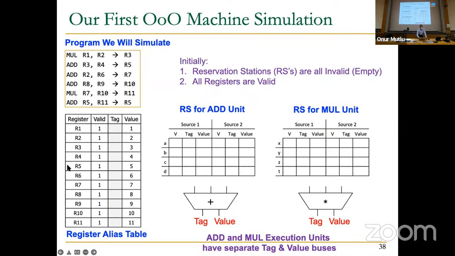And we're going to have a register alias table. Let me introduce the register alias table. I just look at 11 registers over here, and all of them are valid initially. You can see the tag doesn't matter if a register is valid. And the values are simply 1 through 11 initially. Now, for out-of-order execution, we have a reservation station for the add unit. So we have an adder, that was the assumption, and we have a multiplier. Assume that these are pipelined, so every cycle you can send an instruction to the adder and the multiplier.